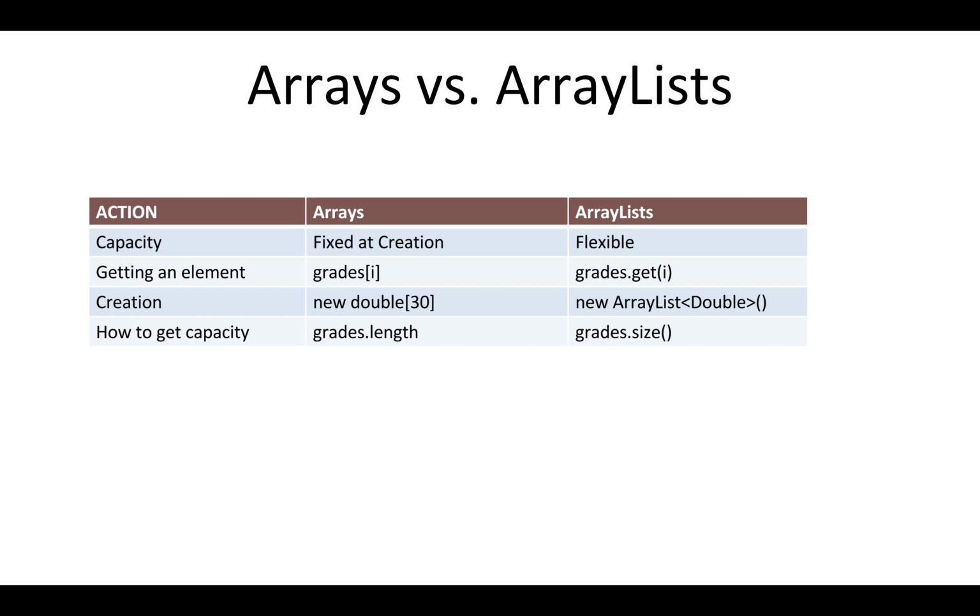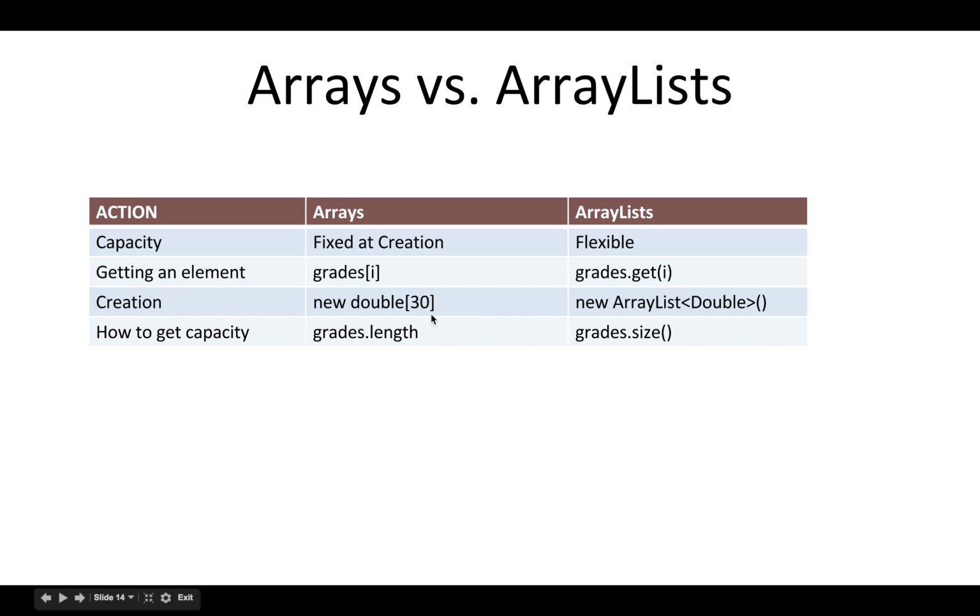This is pretty different from ArrayLists in that ArrayLists are flexible. They can get bigger, they can get smaller, whatever you want. Whenever you're getting an element from an ArrayList, getting the size, or doing anything really with ArrayLists, you use methods instead of directly accessing elements. So here you can see grades.get or grades.size. You always use methods to access any of the elements inside of an ArrayList.